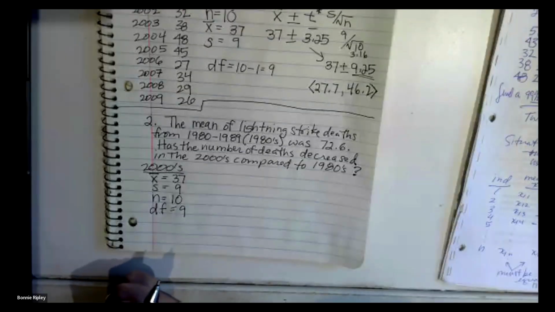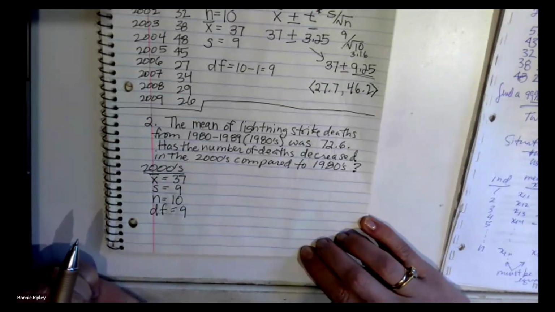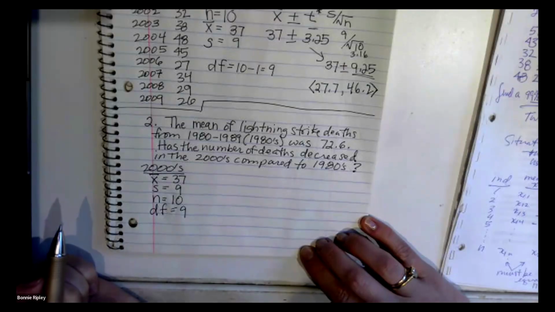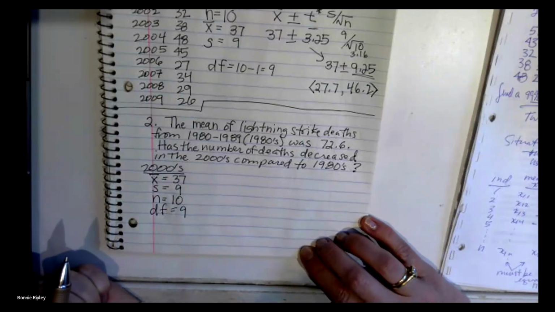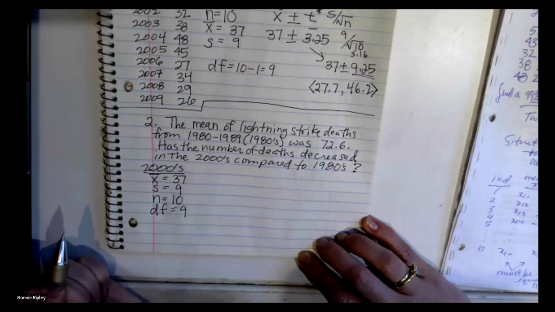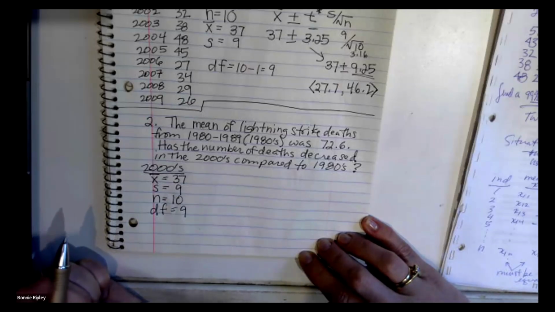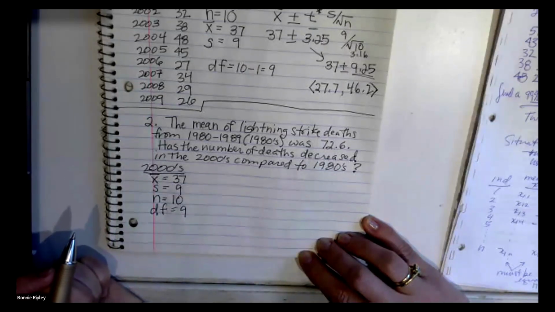For the next question, question 2, it gives us the information that the mean of lightning strike deaths from 1980 to 1989, that is in the 1980s, was 72.6, and asks us to investigate the research question: has the number of deaths decreased in the 2000s compared to the 1980s? And we're going to use the same sample that we used in problem 1.